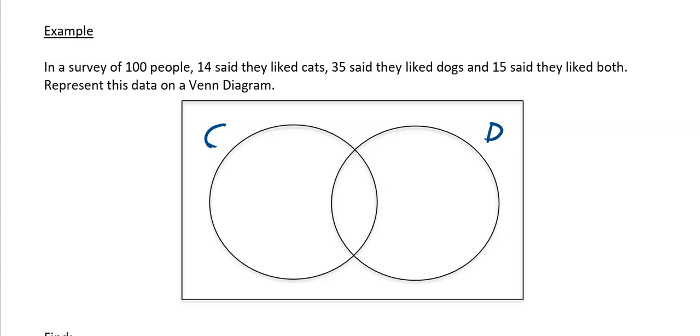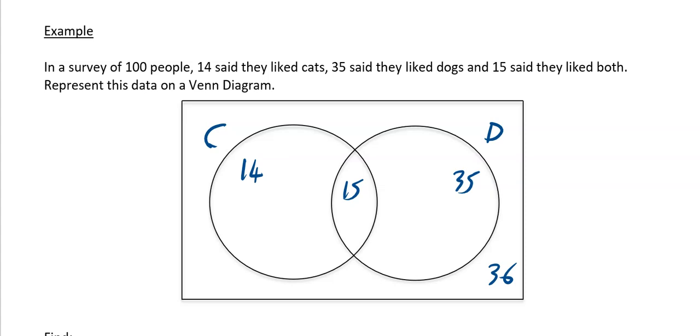So what they really mean here is 14 like cats only. So it's 14 just for this part here without the overlap. 35 like dogs, so that's dogs only. And 15 said they like both. So that's really what you've got. Add those three numbers, take it away from 100, you'll get 36 outside. So that's really what we have.